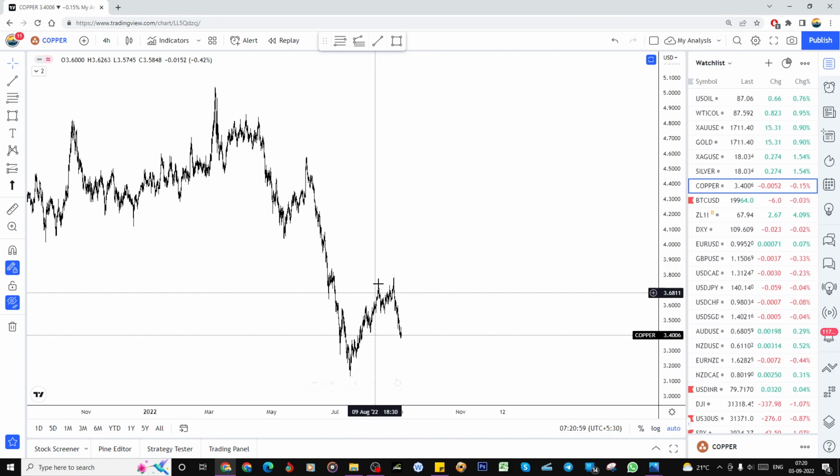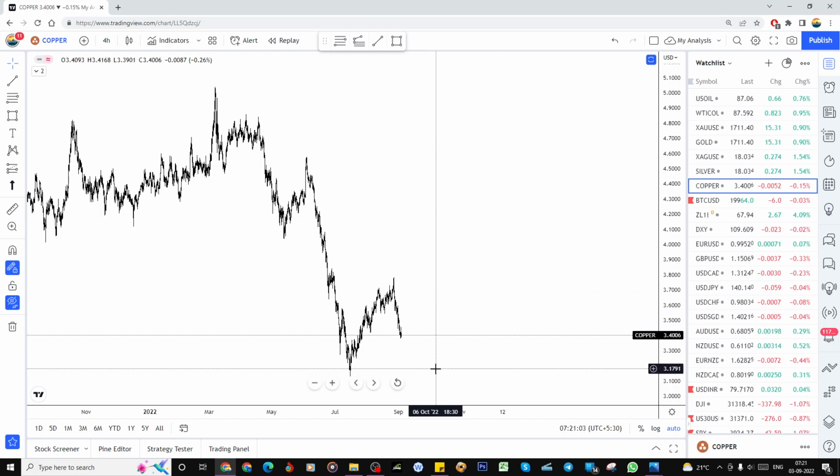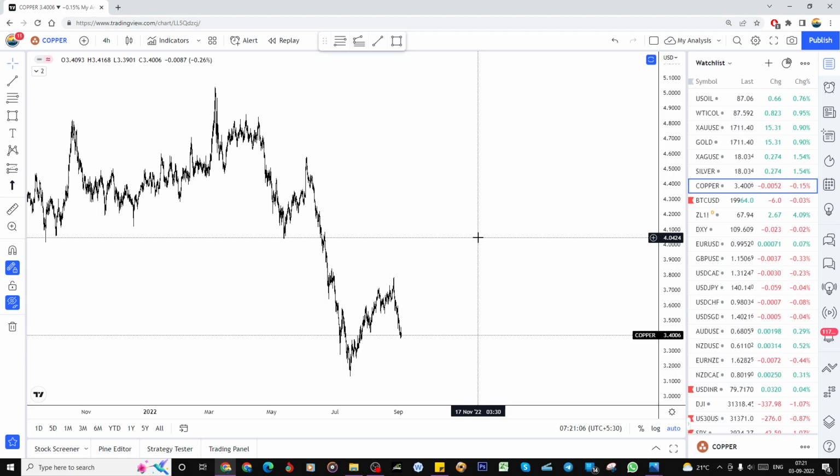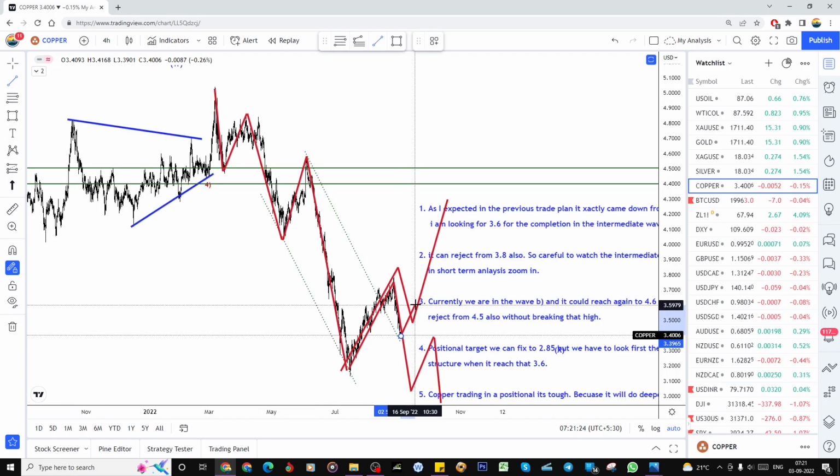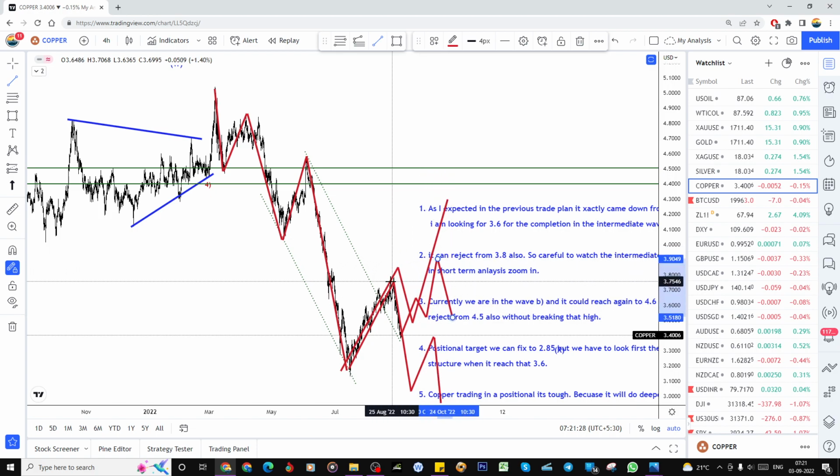So if this is the W, the X is a zigzag, right? After that again A, B, C for the bigger picture. So what we have to do is, in the three-way structure, make this the stop loss, and we are looking for this 3-2 as a target, but if you find any beautiful risk reward, you can go for this.